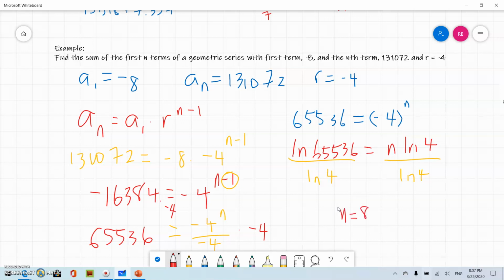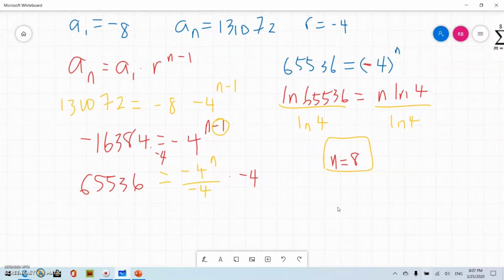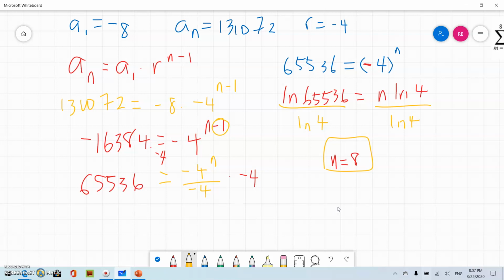And that makes sense, right? Because we need to have a positive, even n to make the negative go away. That was tricky. So n is 8. So we have all the things that we need to put it in the series formula, which went like this.